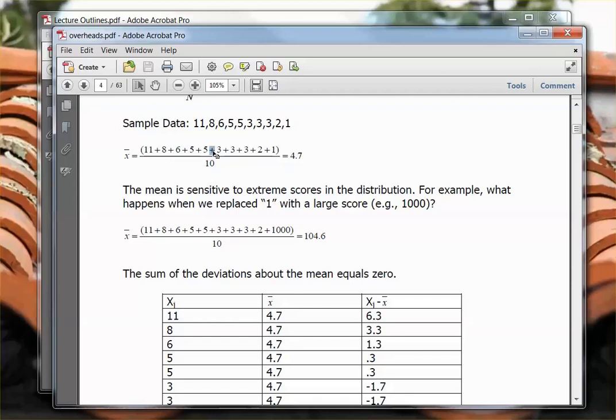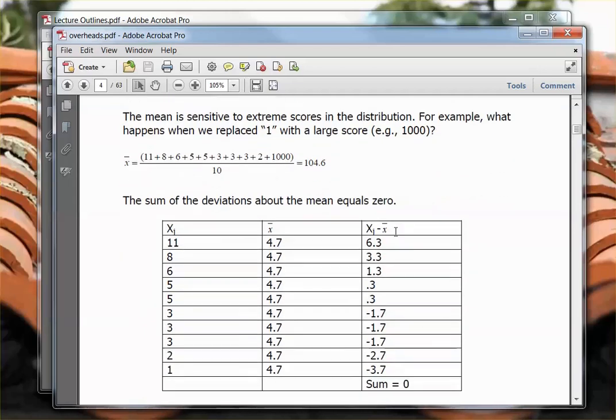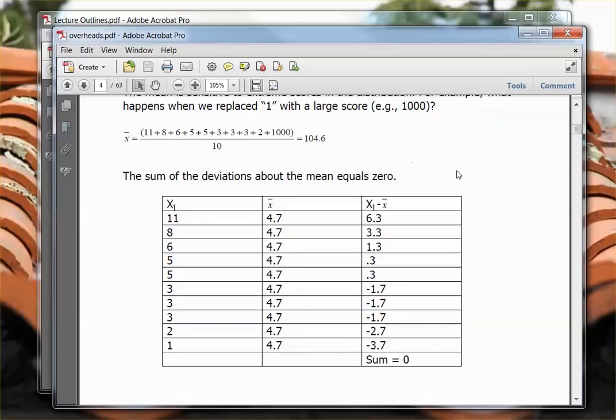And that's in fact really good. It's a measure of central tendency. It's pretty accurate given this group of scores. But if you were to put the 104.6, it would be way out here to the left, between 1,000 and the next number, 11, but it's not really representative of this particular set of data, right? So that's what we mean by it being sensitive to extreme scores in the distribution. And that's going to be an important property later that we're going to have to contend with or deal with in some of our other formulas.